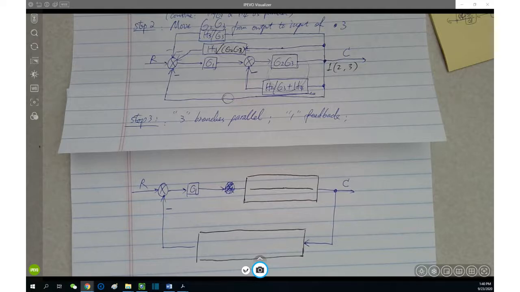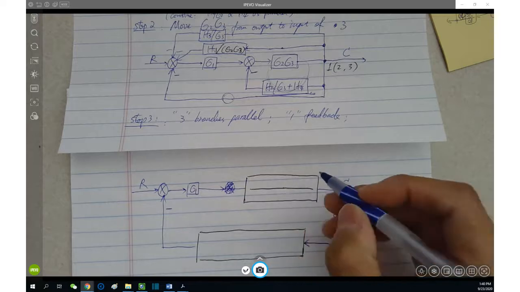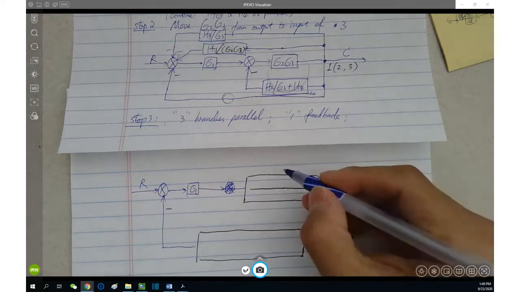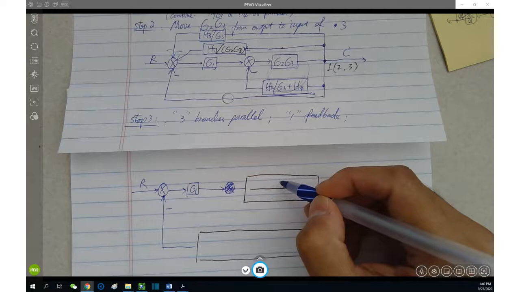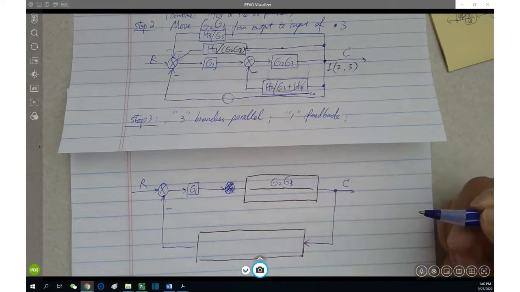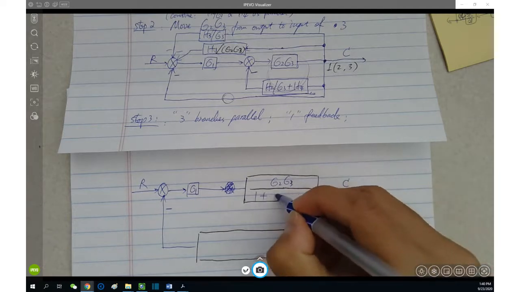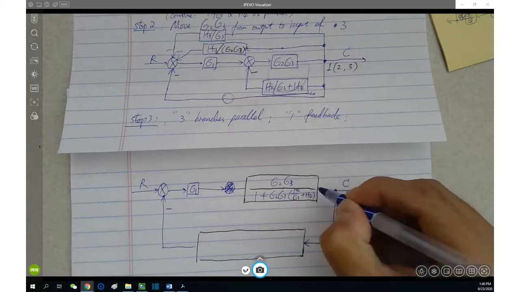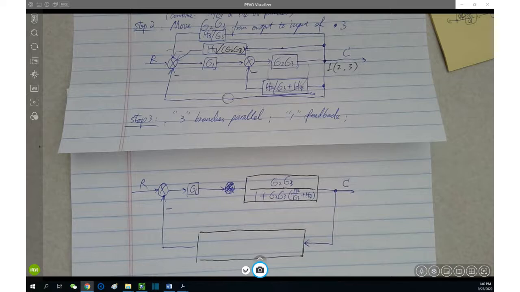All right, let's see the answer here. So this feedback here is obviously the result of the feedback. So the numerator is what? G2, G3, right? And what is the denominator? 1 plus G2, G3 times H2 over G3 plus H4. Right? This is the feedback transfer function.